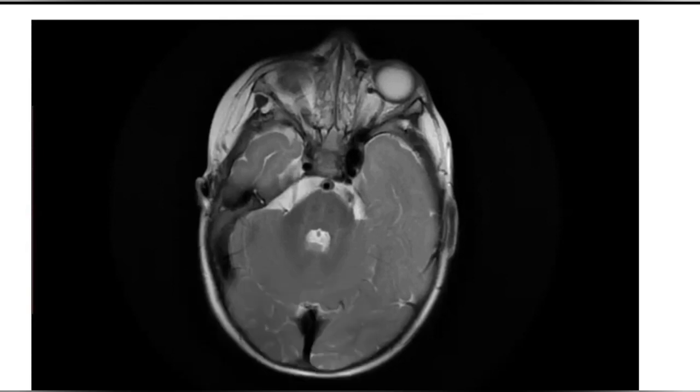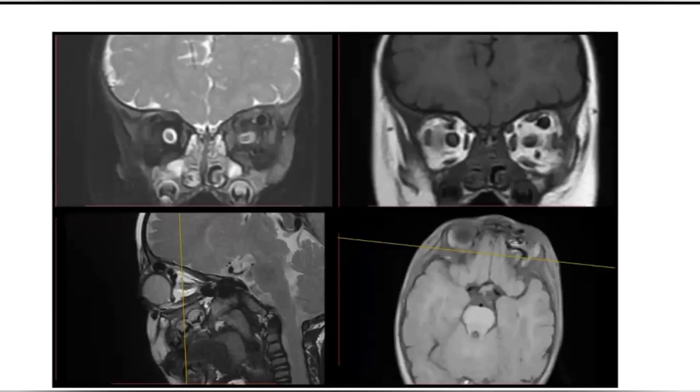Rest of the visualized brain parenchyma appears unremarkable. Left orbit appears unremarkable. So these are the next film, same patient.